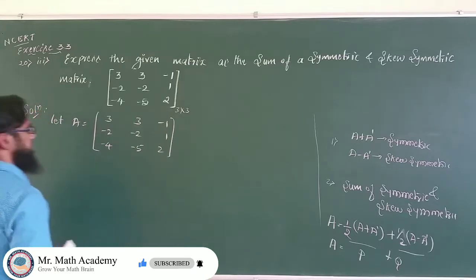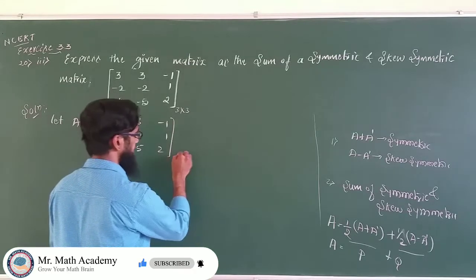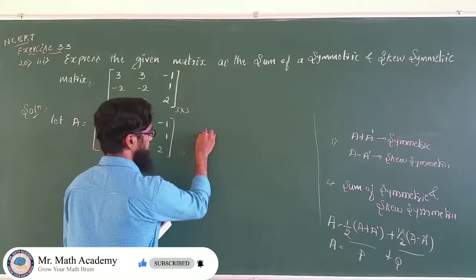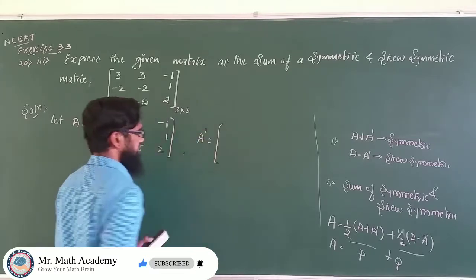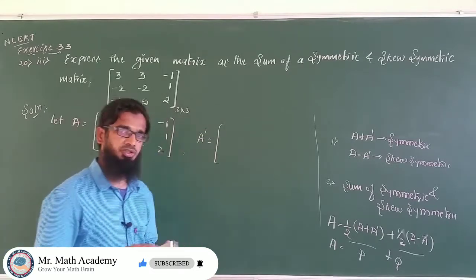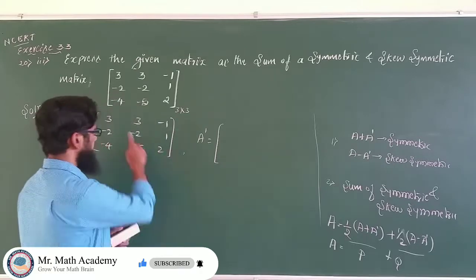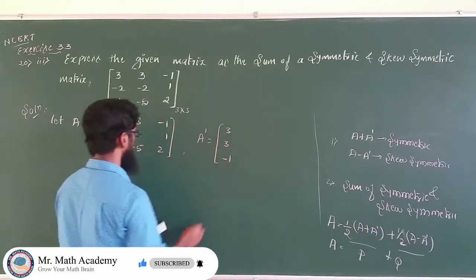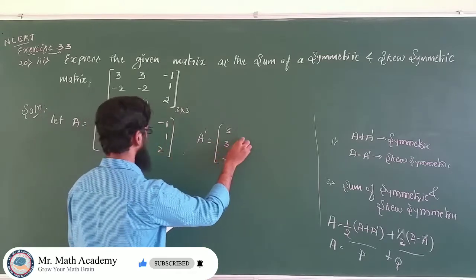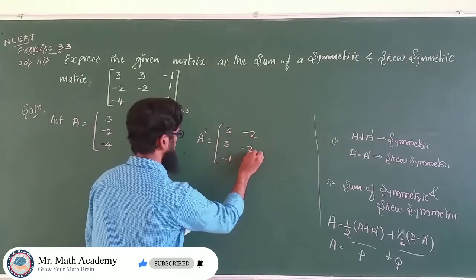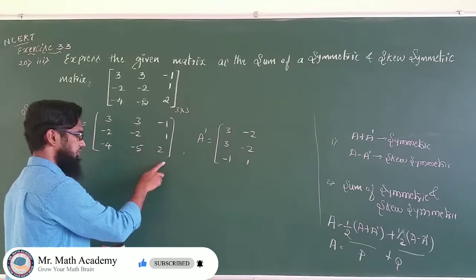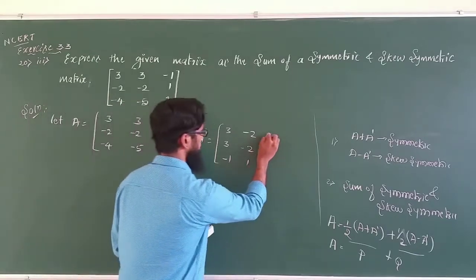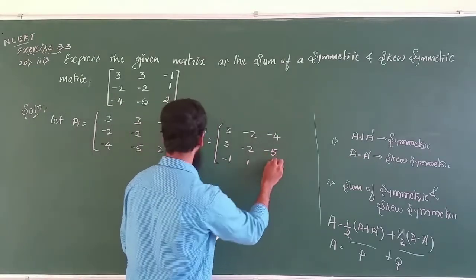This is a square matrix, the given matrix A. So I'll find A transpose here. Transpose is nothing but interchanging the rows to columns. Take the first row and write it in the first column, take the second row and write it in the second column: minus 2, 1, take the third row and write it in the third column: minus 4, minus 5, and this will be the 2.